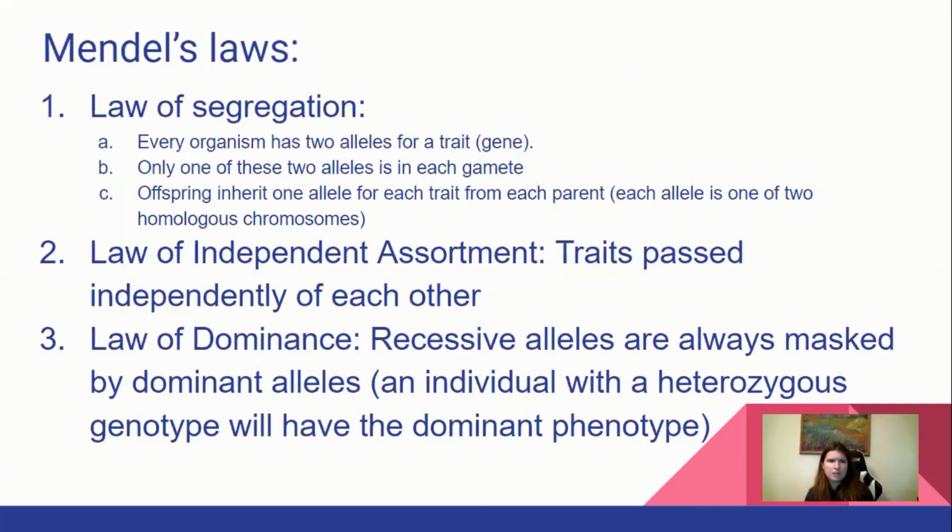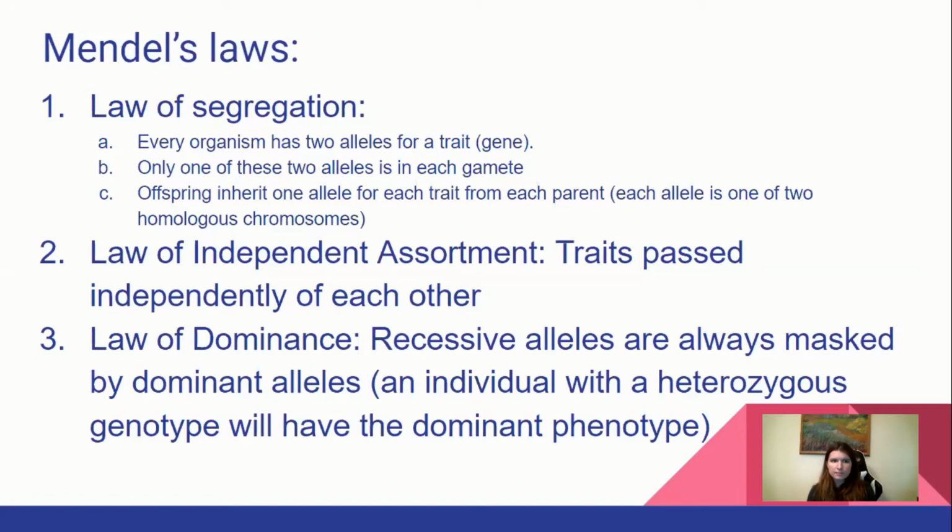Okay. So from his experiment, Mendel came up with 3 laws of heredity, and he named them the law of segregation, the law of independent assortment, and the law of dominance. And they're also numbered. So first law, second law, third law.